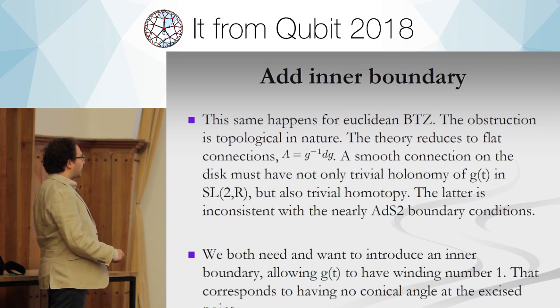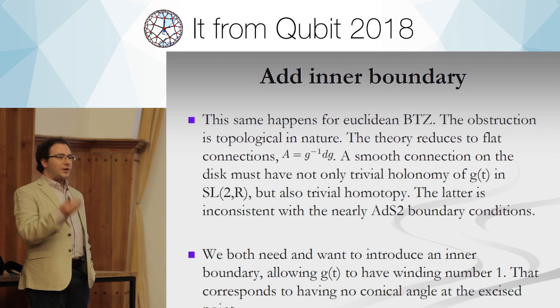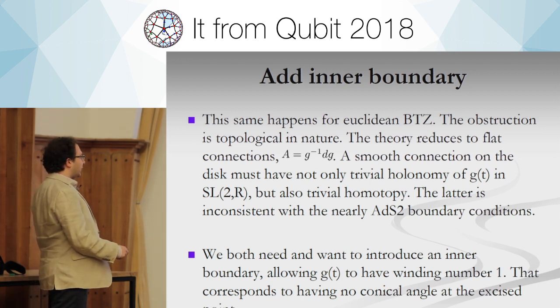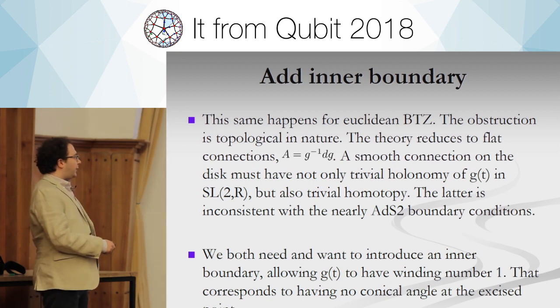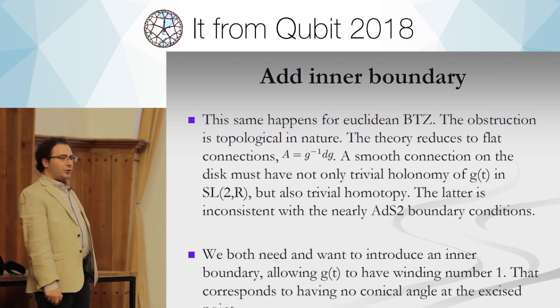So the theory reduces to the theory of flat connections. So we can write the connection as G inverse dG for some group-valued G on the spacetime. So this is some gauge trivial thing. And then a smooth connection on the disk, of course, has trivial holonomy, so let's look at the boundary value of this G. From that we could compute the time component of the gauge field, because that would be G inverse partial_t G. And so if we look at G of t, where t is the Euclidean time coordinate, which goes around a circle, when I go all the way around the circle, G comes back to itself.